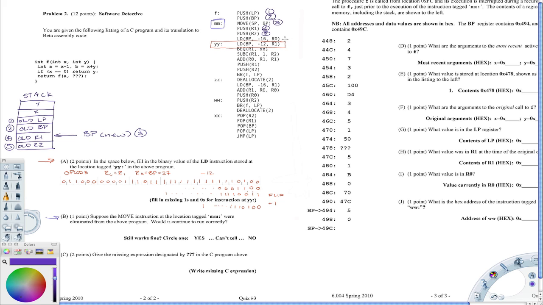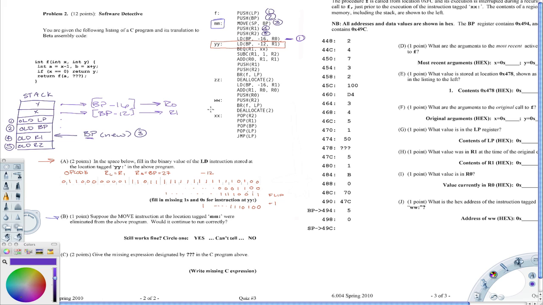But we're going to do load BP minus 16 into R0. So BP is right here, BP minus 4, 8, 12, 16. The thing at BP minus 16 is going to go into R0. And then here, the thing at BP minus 12 is going to go into R1.